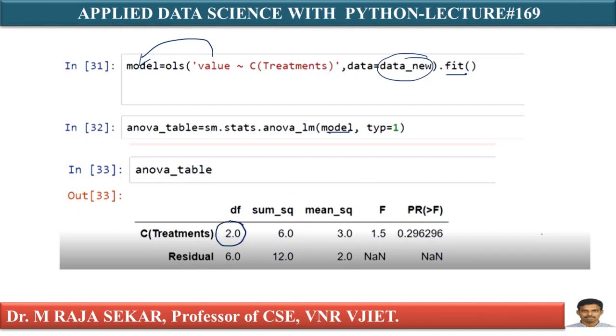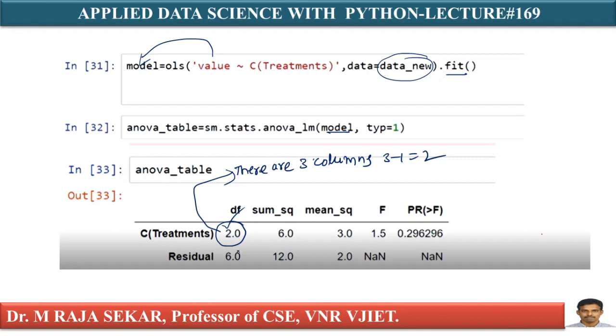This is known as degrees of freedom. Whose degrees of freedom? Treatment degrees of freedom. How am I getting this one? Because there are 3 columns. There are 3 columns, so what is my degrees of freedom? 3 minus 1, that is 2 degrees of freedom for treatments.